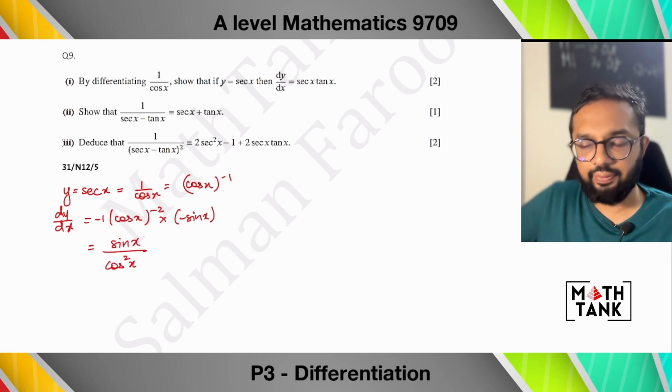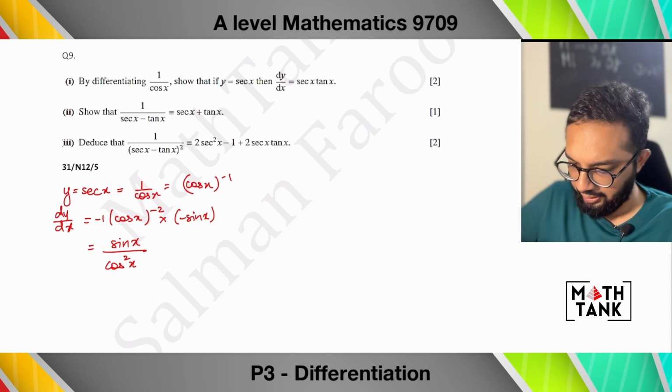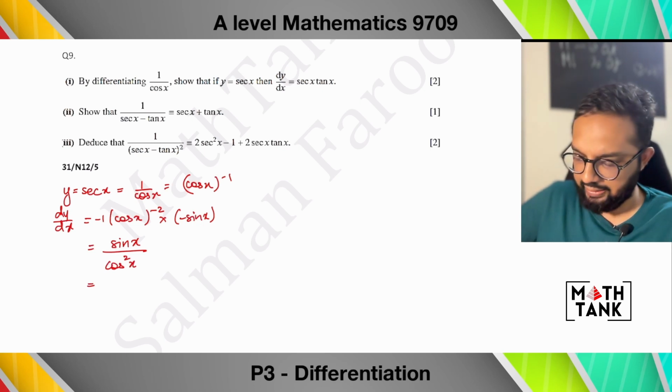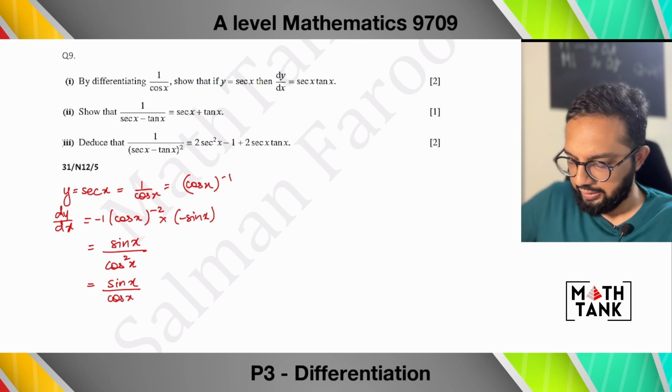When I have that, in order to prove that it is sec x tan x, I can separate the two cos in the denominator and say that this is basically sine x over cos x times 1 over cos x separately.